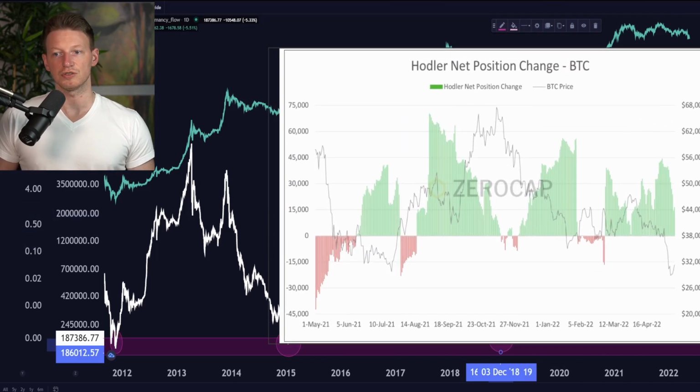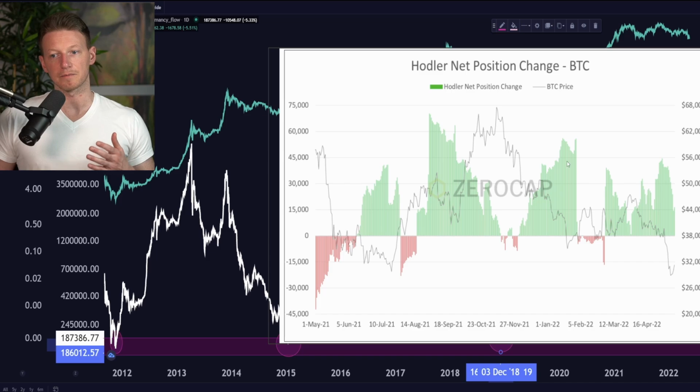So this shows us the hodler net position change. And what we're looking at here is essentially how investors are reacting to the situation right now. And specifically, we don't care about short-term holders. They ultimately don't matter very much for the long-term picture of Bitcoin. Short-term holders are weak hands, newer investors, inexperienced investors, and traders. They don't matter so much to the long-term picture of Bitcoin. Who matters is the long-term holders.